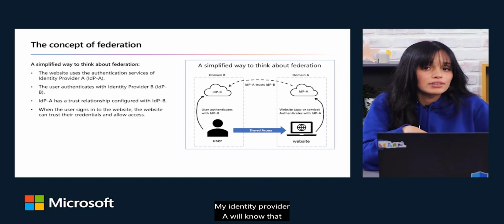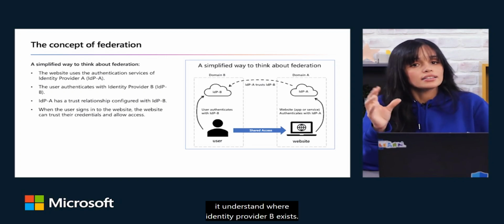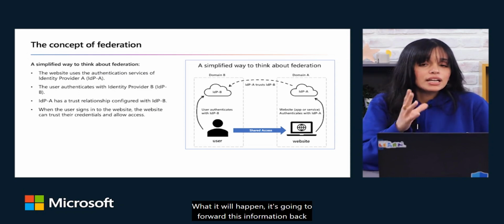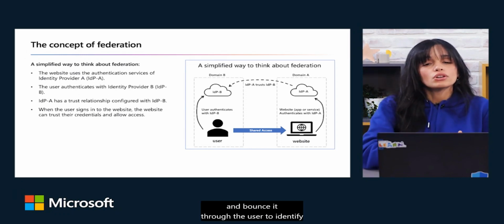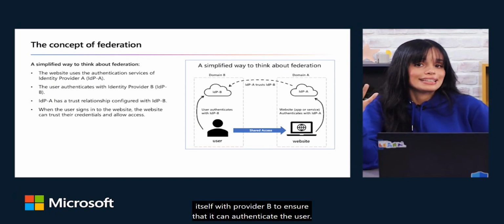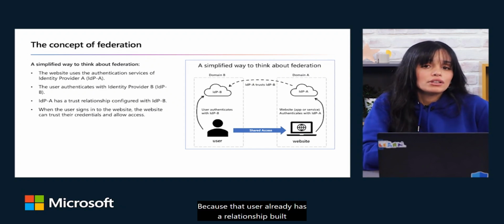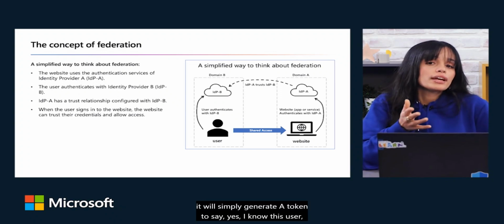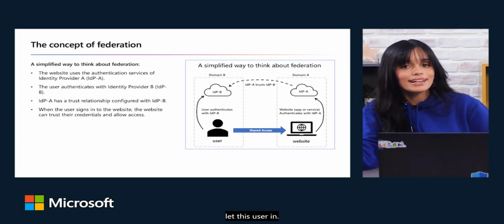My identity provider A will know where identity provider B exists. So what will happen is it's going to forward this information back and bounce it through the user to identify itself with provider B to ensure that it can authenticate the user. Because that user already has a relationship built with identity provider B, it will simply generate a token to say, yes, I know this user, let this user in.